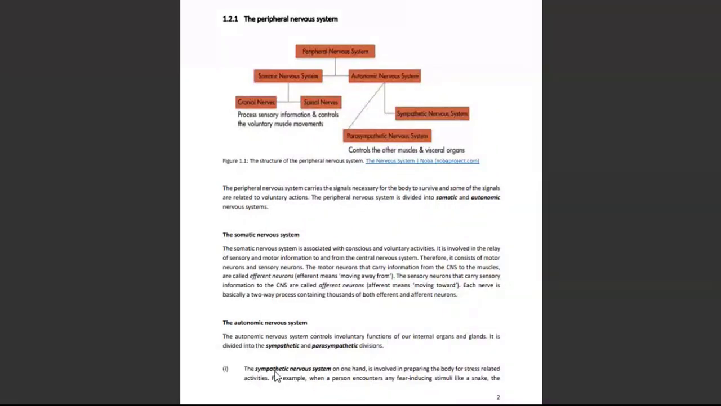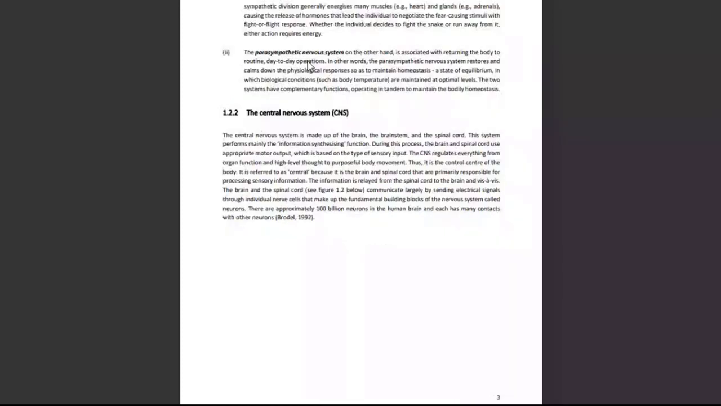You sweat. Heart rate is high. Your lungs are pumping because you are in fear. And then suddenly you manage to run away from danger. What will happen to your body? Your body will start to calm down. So this is the process of calming down. This is a process of seeing a danger. Your body reacts. Then the parasympathetic is calming yourself down.